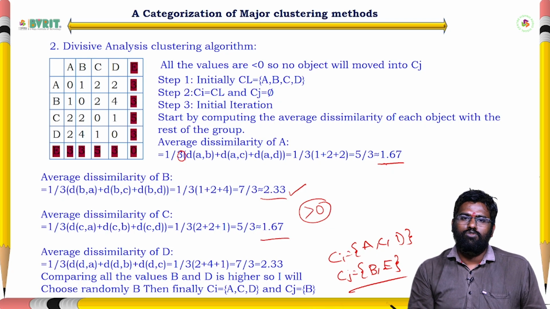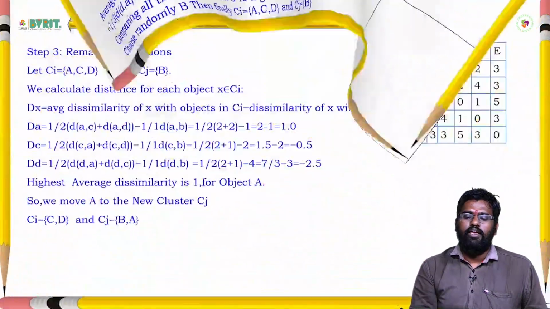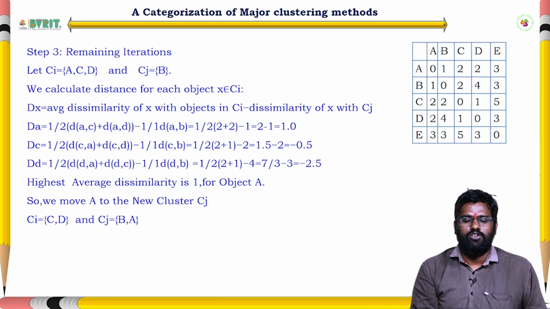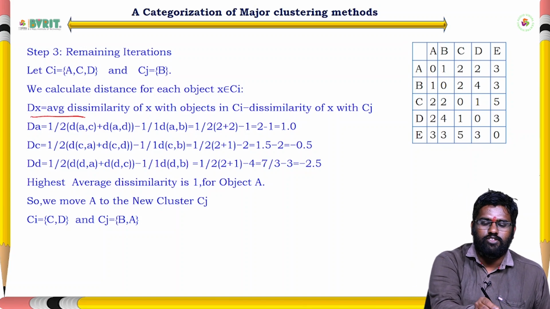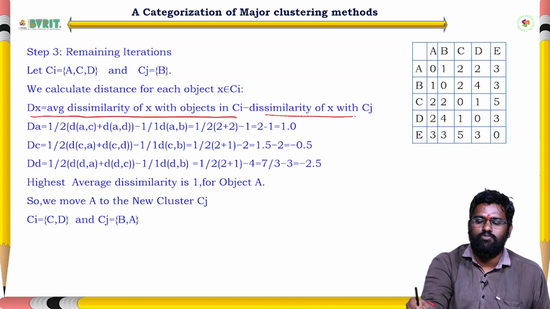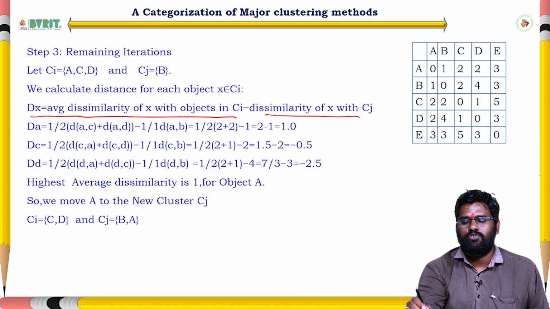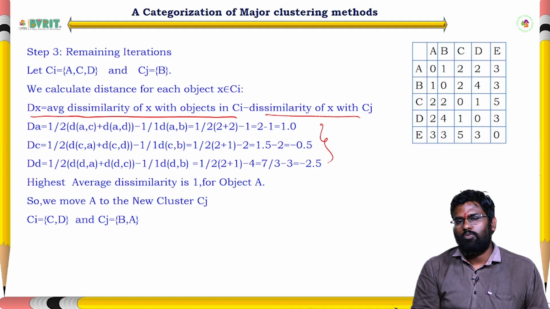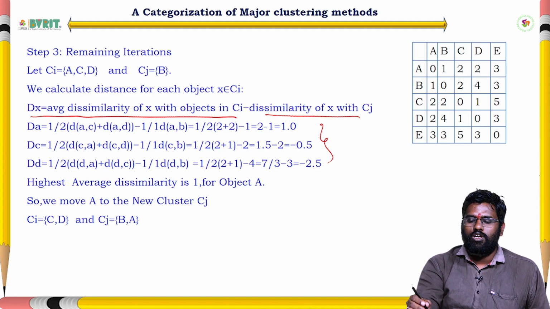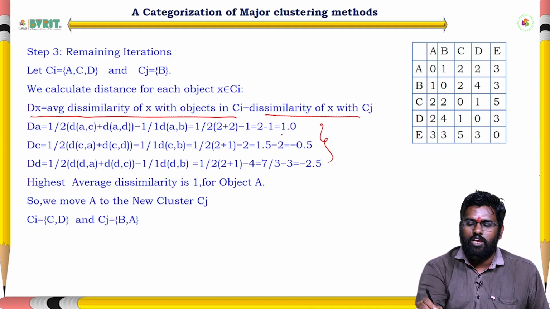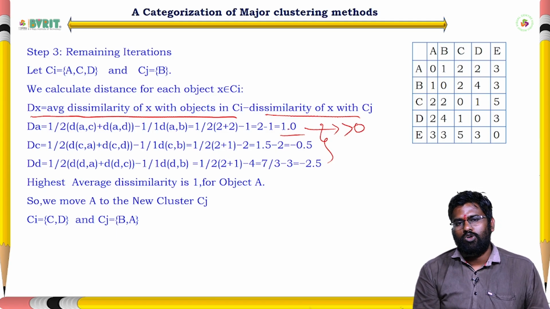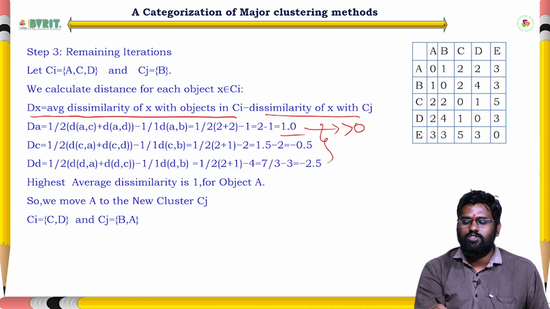Next we have to do the same process to check whether any element will be moved into our structure or not. So we need to calculate the same dissimilarity of Ci minus dissimilarity of Cj. So from A to C, A to D, then A to B, the values we are getting are 1.0, 0.5 and 2.5. Out of these values, this value is greater than 0. As already given, if it is less than 0 we need to calculate again, and if it is greater than 0 we need to include it into Cj.